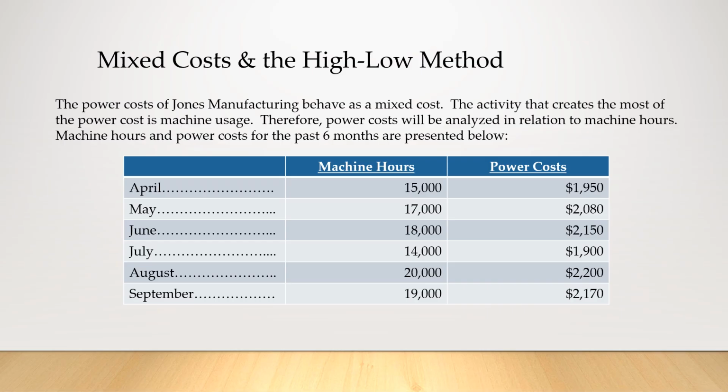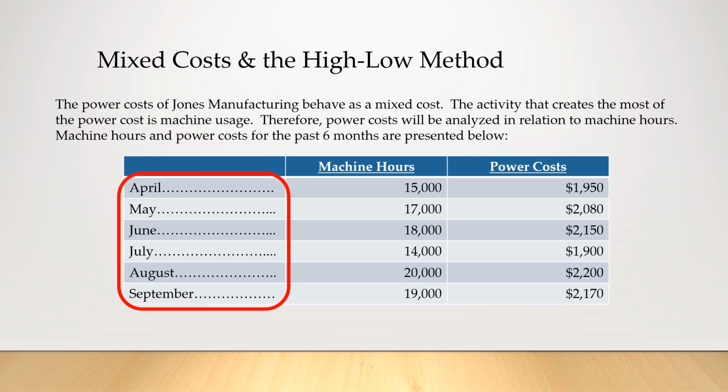Let's start on page 1 of the Chapter 20 section. The power costs of Jones Manufacturing behave as a mixed cost. The activity that creates most of the power cost is machine usage. Therefore, power cost will be analyzed in relation to machine hours. Machine hours and power cost for the past 6 months are presented below.